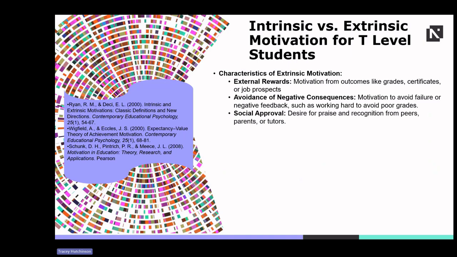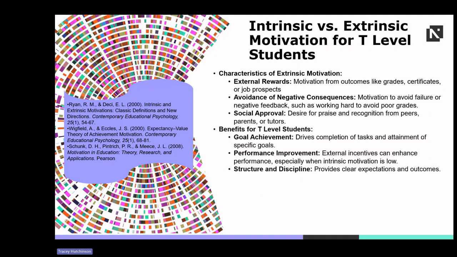Also, there is the avoidance of negative consequences. So motivation to avoid failure, punishment, or negative judgment. For example, students might work hard to avoid poor grades or negative feedback. And finally, social approval. So the desire for praise and recognition from peers, parents, or instructors can also drive extrinsic motivation. So what are the benefits of extrinsic motivation for T-level students?